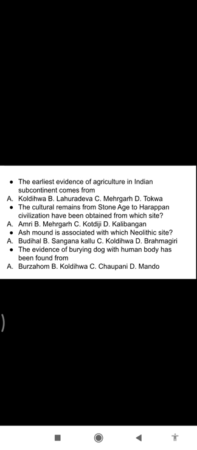Next question, the evidence of burying a dog with a human body has been found from which site? Options: Burzahom, Koldihwa, Chopani Mando. Answer will be Burzahom.